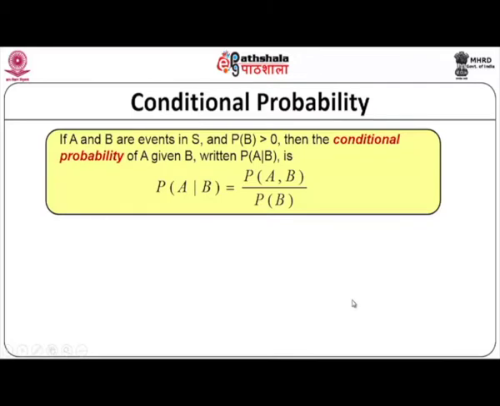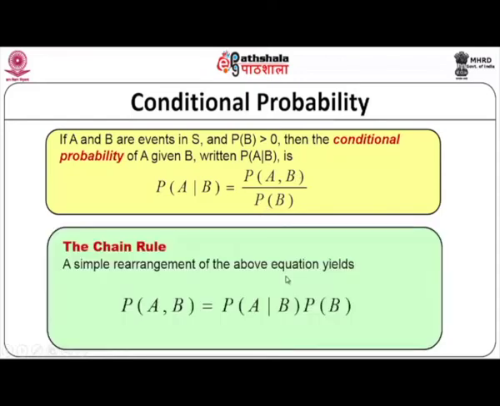Now we can define conditional probability as follows. If there are two events A and B associated with the sample space S, and the probability of B, that is the second event, is greater than 0, then we can define the conditional probability of A given B. This is written as probability of A given B. Here the event B has already occurred, and we are trying to identify the chance of A occurring, which is equal to the probability of A and B divided by the probability of B.